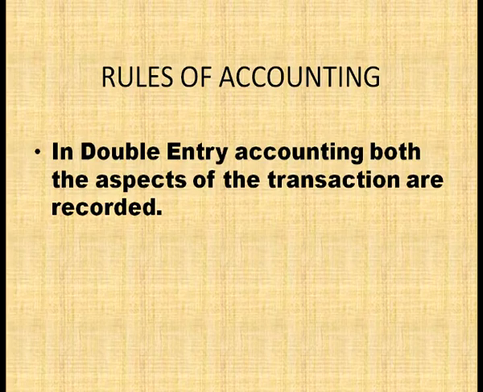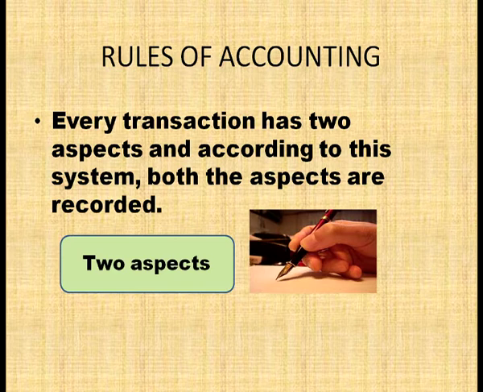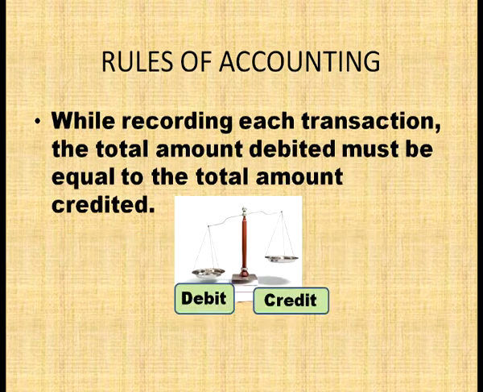In double entry accounting system, both the aspects of a transaction are recorded. Every transaction has two aspects. According to double entry system, both the aspects are recorded. While recording each transaction, total amount debited must be equal to the total amount credited.